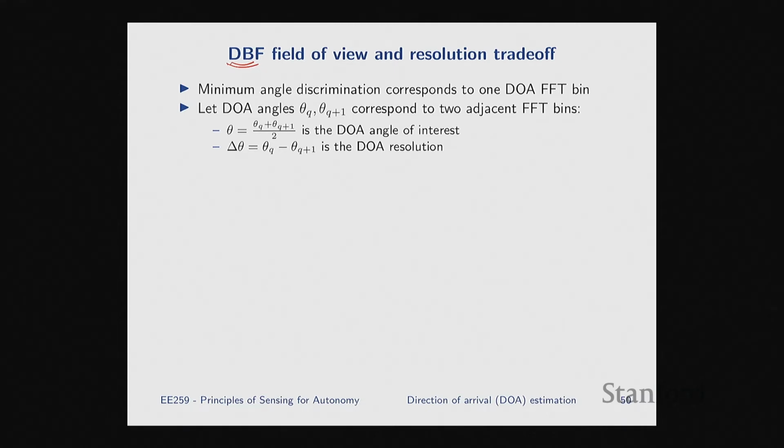So let's look at resolution first. Let's look at basically two adjacent DOA angles that our algorithm can discriminate, call them theta q and theta q plus 1. Those correspond to two adjacent FFT bins, basically. That's kind of like the minimum angle you can discriminate with an FFT. So let's take the average of the two, theta q plus 1 over 2. That's the average of the angles corresponding to those two FFT bins. Call that theta, and that's kind of like our angle of interest. So we want to see at that angle what is the resolution to expect.